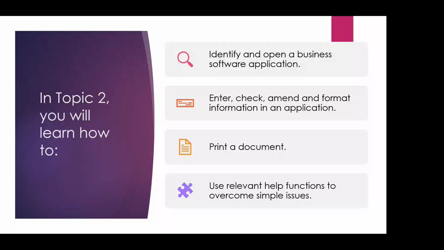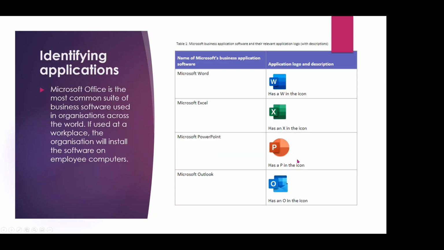All right. In topic number two, we're going to talk specifically about the business software applications. Enter, check, amend, and format information in an application, print a document, use relevant help functions to overcome simple issues. So we just talked about these four applications. So Microsoft Office is the most common suite of business software used in organizations across the world. If used at a workplace, the organization will install the software on the employees' computers.